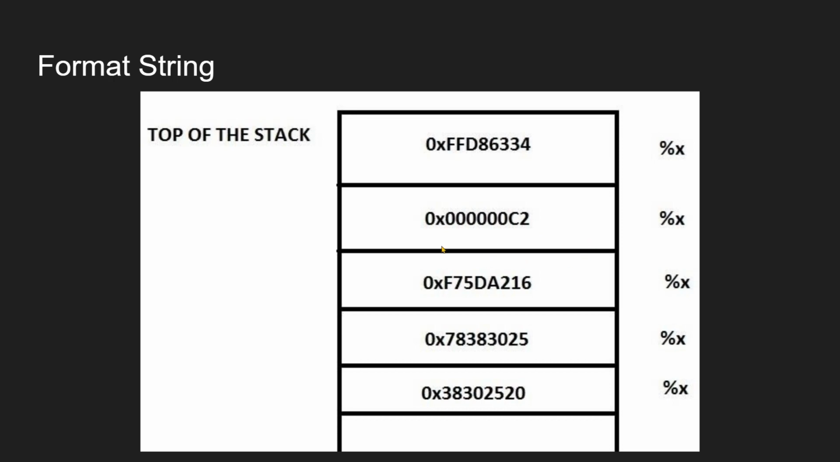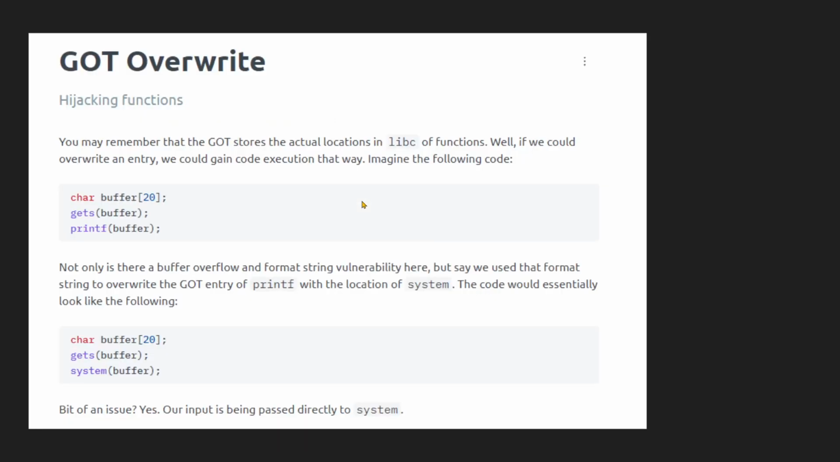So what we're going to do with this format string is a GOT overwrite. So what's a GOT overwrite for the most part? The GOT stores actual locations of libc. Libc contains functions such as gets, printf, system, etc. And we can gain code execution that way.